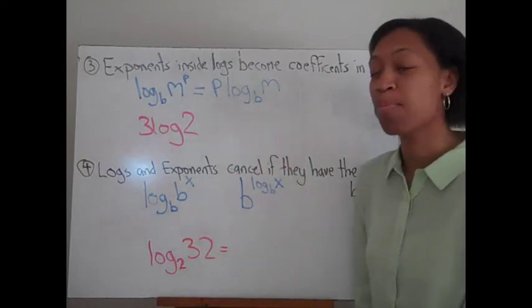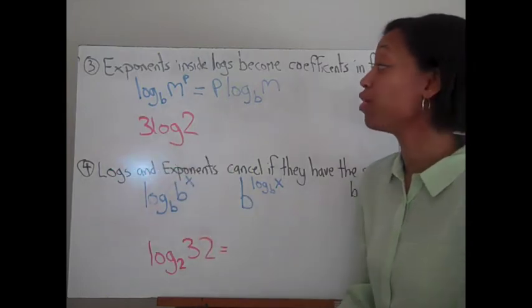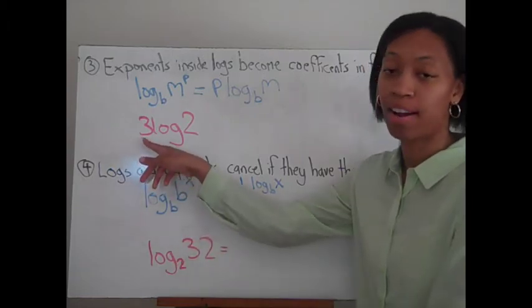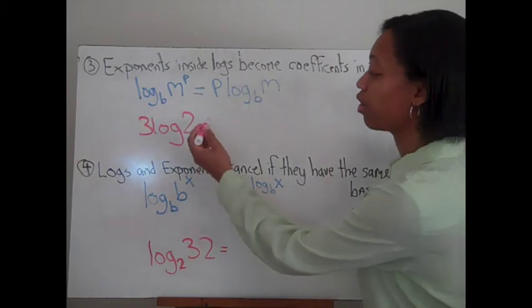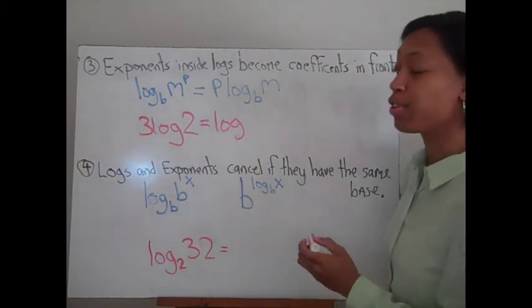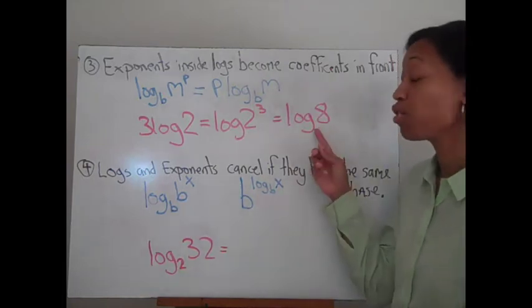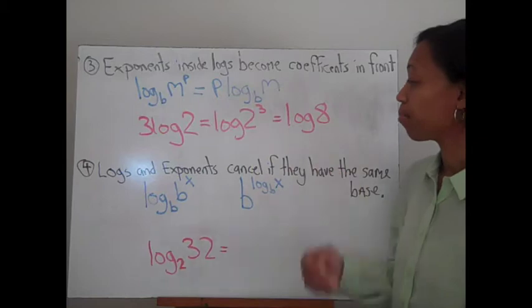So now here's an example that goes the other way around. I have 3 times the log of 2. Alright, well since I have a 3 multiplied out front, that 3 can become an exponent. So that becomes the log of 2 to the third. And 2 to the third is 8. Remember, when there's no base shown, then we can assume it's in base 10.